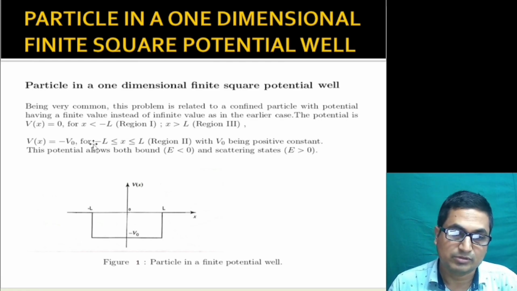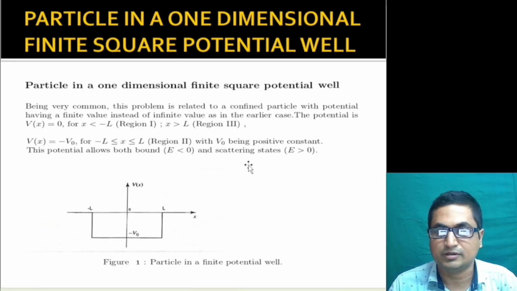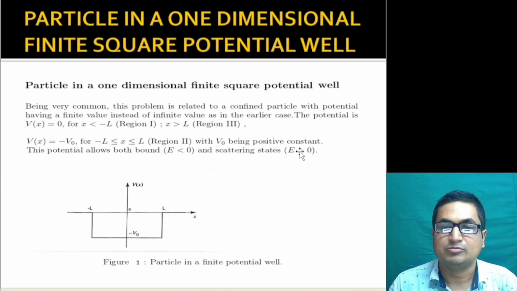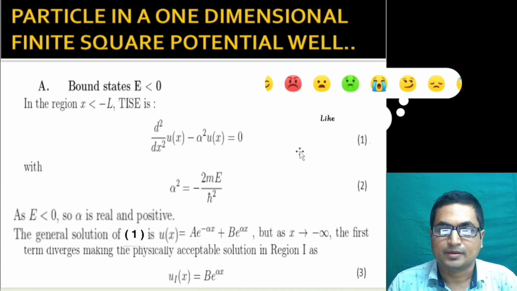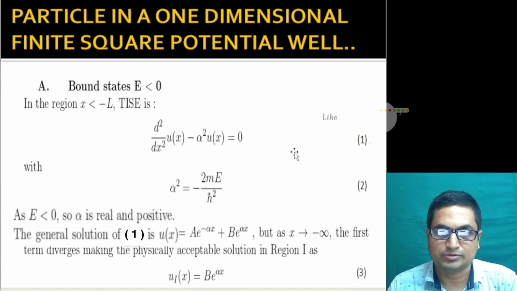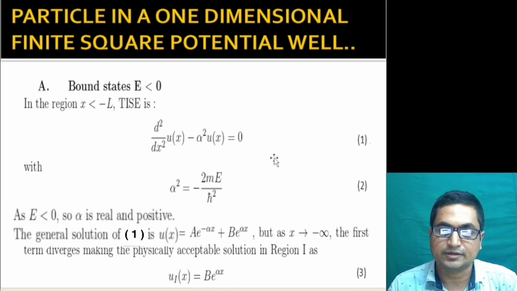And this potential interestingly allows us two states. One is the bound state and the other is the scattering state, where we define a bound state by negative energy and a scattering state by positive energy. So we'll discuss first the bound states and then proceed to the scattering state, that is E greater than 0. So let's firstly discuss E less than 0, the bound states.